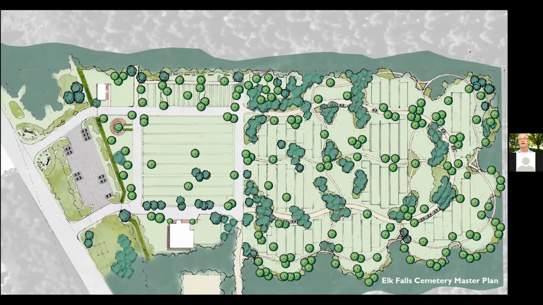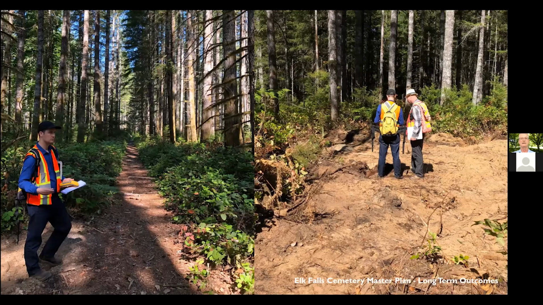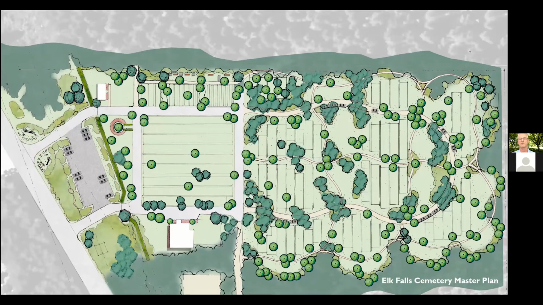pure forest land, as you can see here. Dense second growth, probably second or third growth West Coast forest. So our task was to look at the expansion area, look at how the parking was laid out, and come up with a master plan.